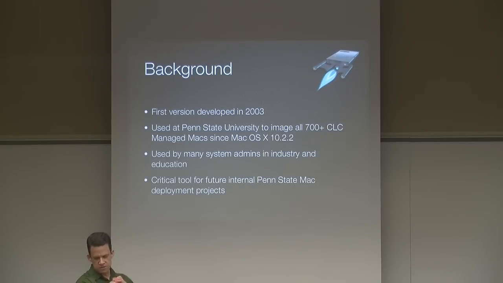I'm going to breeze through this because I think you'd rather see more about it than the background. But first, it was developed in 2003. We used it to do the initial imaging of our 700 plus Macs. This is just laying down the image. Thereafter, we maintain and push software updates to the machines automatically using a combination of Radmind, from the University of Michigan.